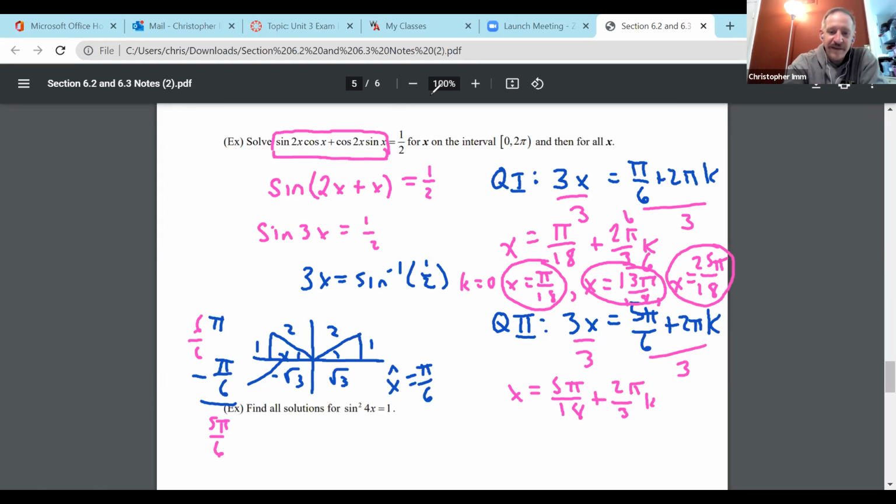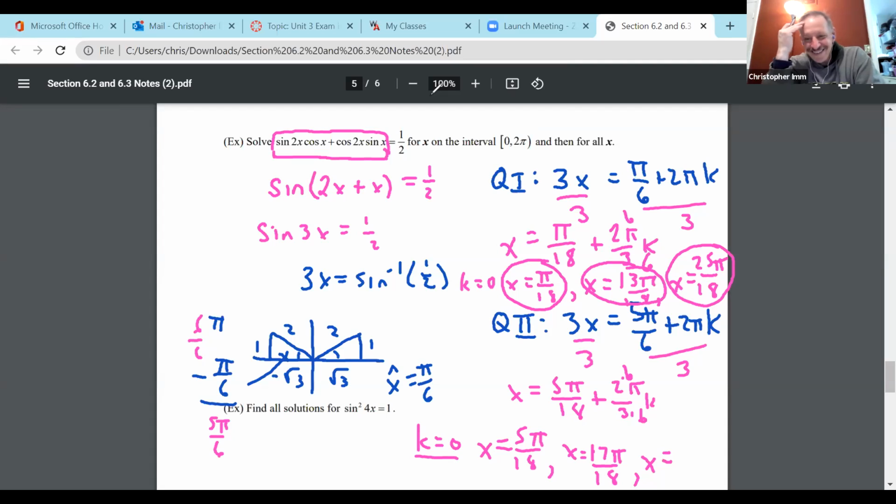And then we'll do the same thing for this one here. When k is 0, we have 5 pi over 18. When k is 1, again, I'm going to get a common denominator here. Take this times 6 and this times 6. So I'll get 12 plus 5. 12 plus 5 is 17. 17 pi over 18. And then finally, when k is 2, 2 times 12 is 24. 24 plus 5 is 29. So I'll have 29 pi over 18. And then I should have too much if I go further.